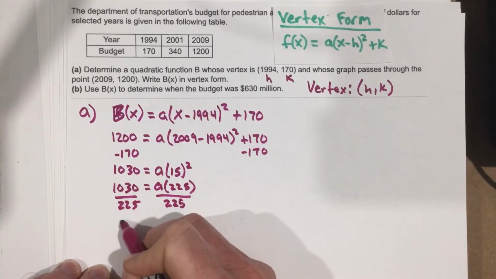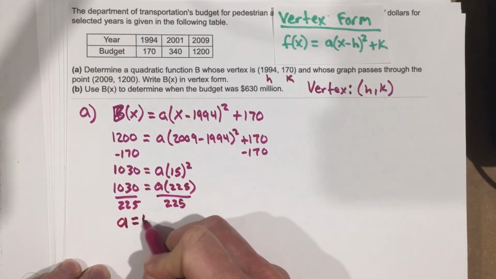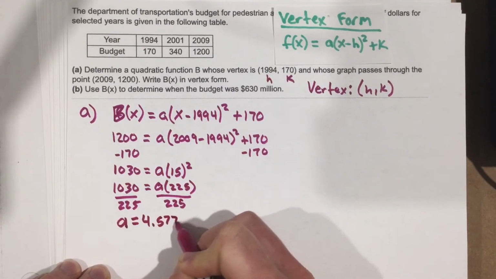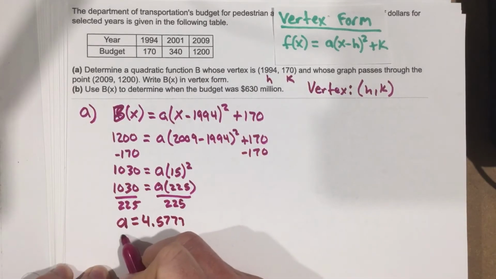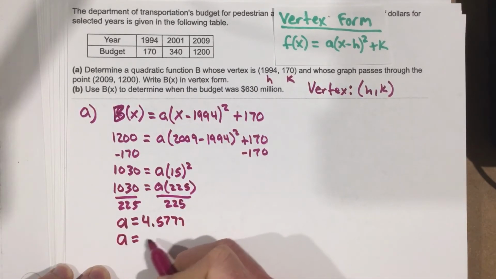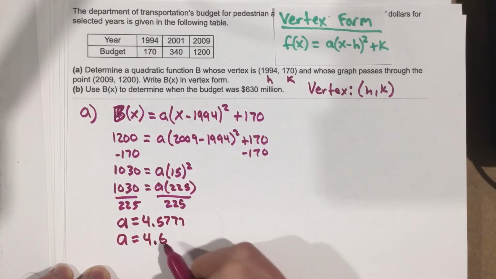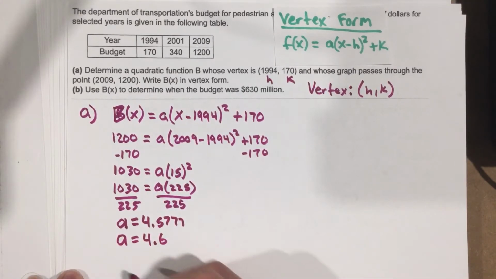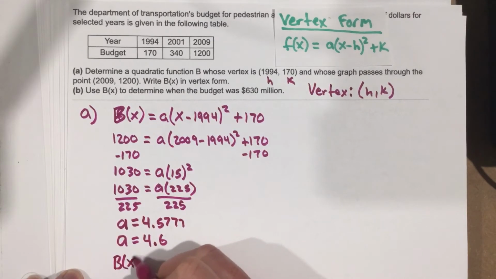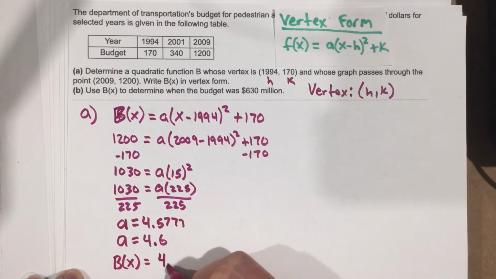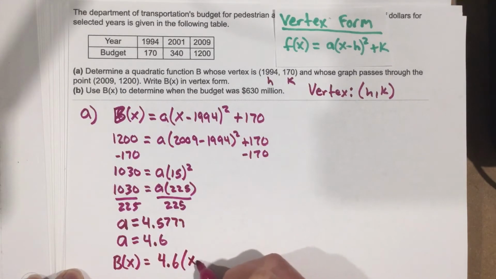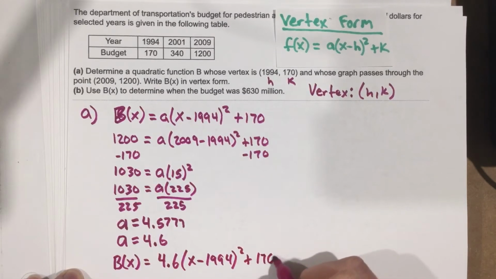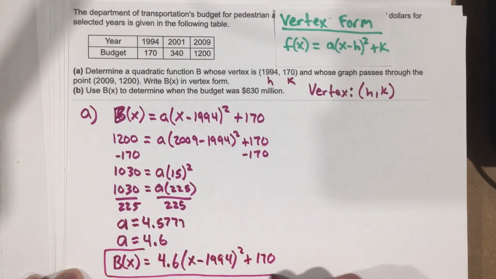Now, I think they want us to round this. So a equals 4.5777, but I think in this problem they want us to round it. So we're going to say a is probably to the tenth, so 4.6. Just rounding that number that you get in the calculator. So let's write the equation then. The equation would be b of x equals 4.6 times (x minus 1994) squared plus 170. And so that's the answer for part A.